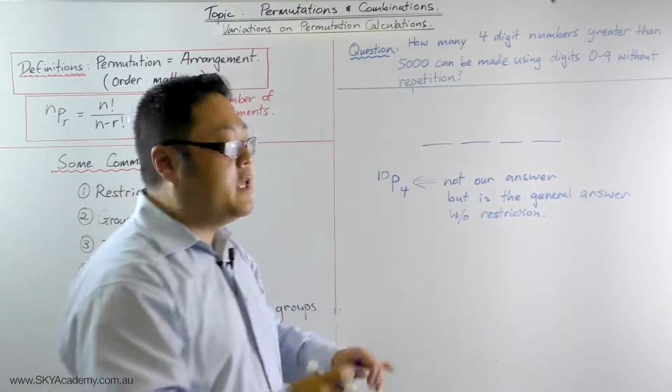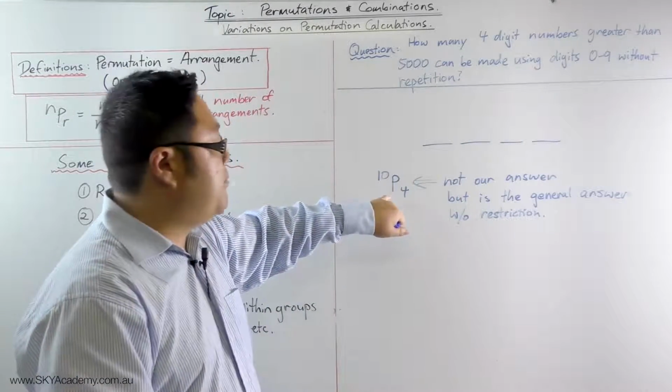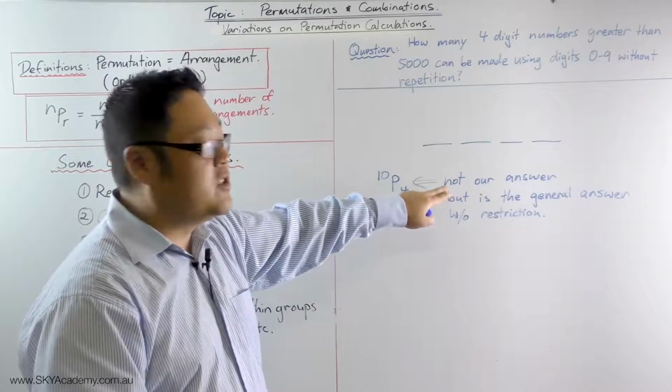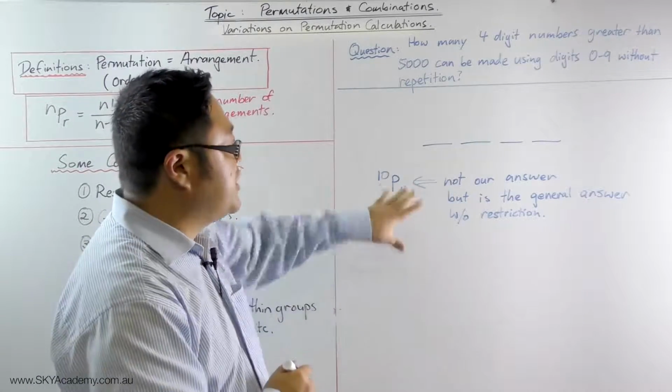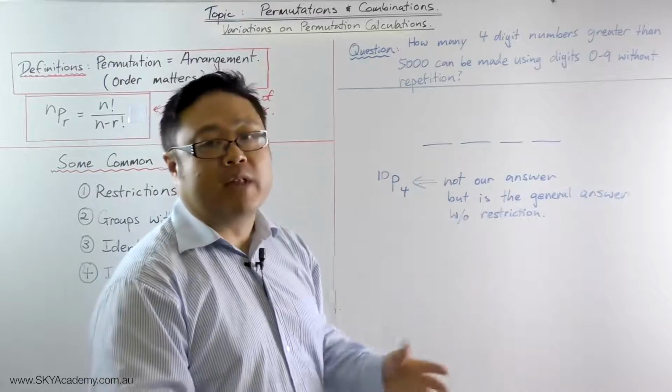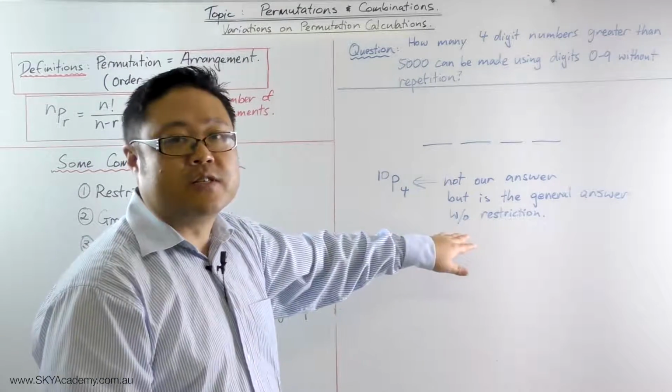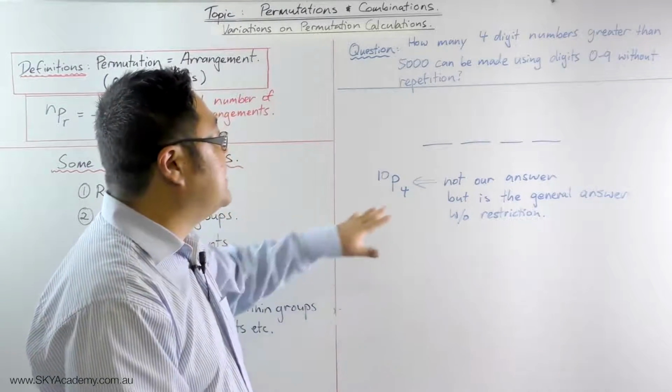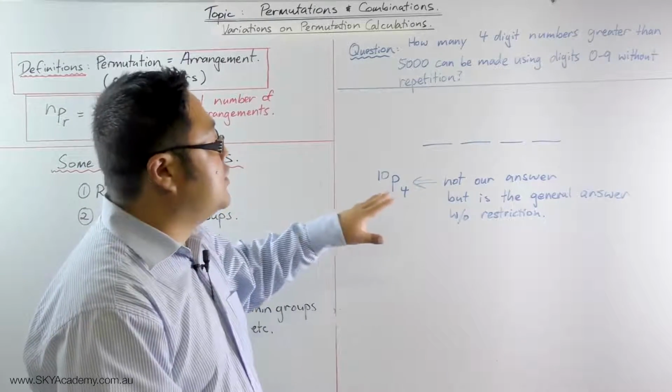So 10p4 is not our answer. It's not the answer we want because we've got some restrictions here, but it is the general answer if we didn't have any restrictions, right? So how do we do this?